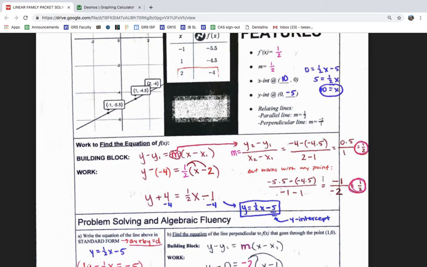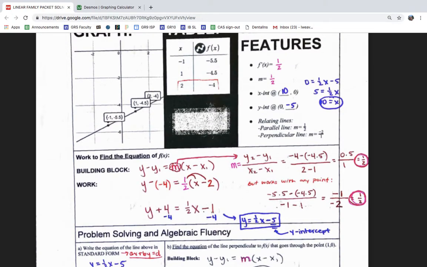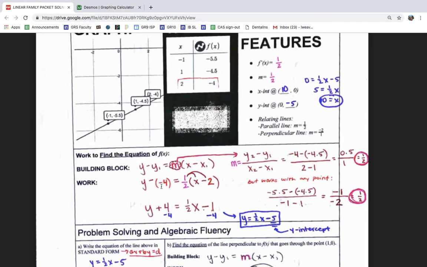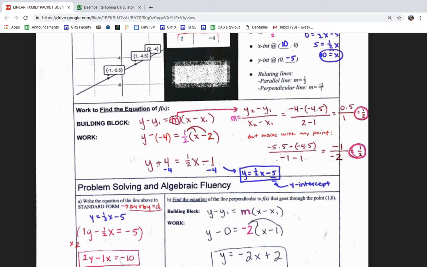I did some extra work just to show you. You don't have to use the 2 data points I used. You could use any data points and you'll still get 1/2. For instance, if I did this y value minus this y value, it would be negative 5.5 minus a negative, so that turns into negative 5.5 plus 4.5, which is negative 1. And then x, negative 1 minus 1 would be negative 2, and that still turns into positive 1/2, the same as what we did before. So now I go back, I know my slope is 1/2, and I'm going to use my easiest data point, x equals 2, y equals negative 4. So now I have the equation of my line, y plus 4 equals 1/2 (x minus 1).